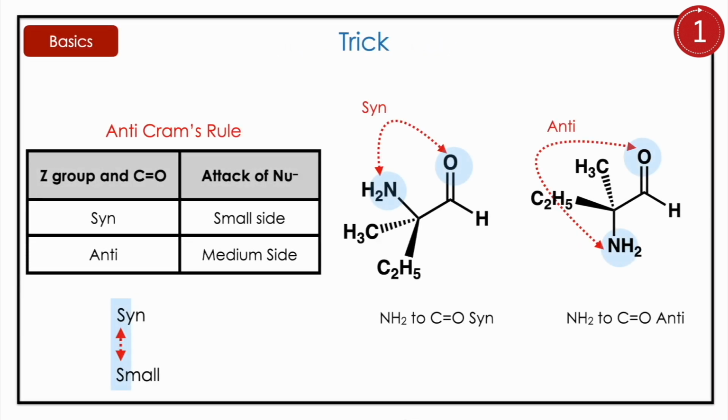How do you memorize this? Basically, you create an acronym. It is easy. First, you find the relationship between the Z group and the carbonyl. Then you find the final product. Here, syn means small side attack. Both start with S. It is very easy. Syn means small side attack. Anti means medium. So you derive it from syn, and anti is the opposite. So syn means small side attack.